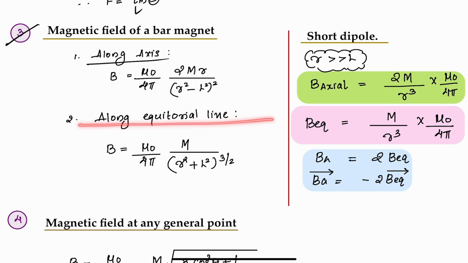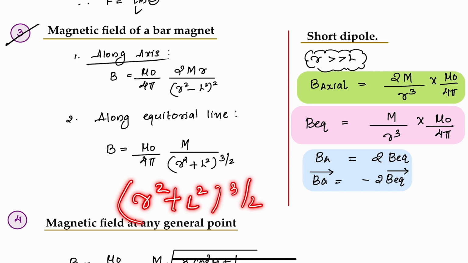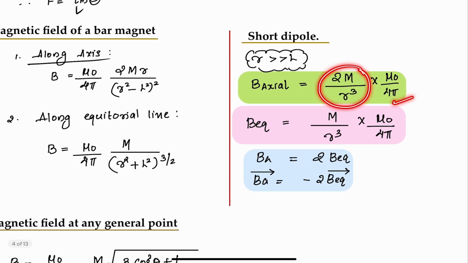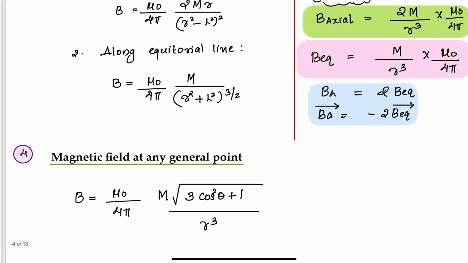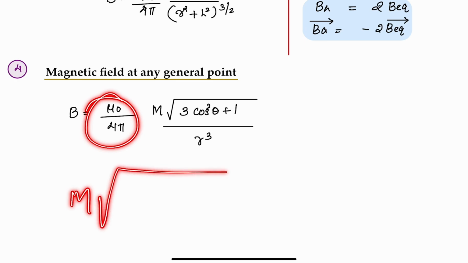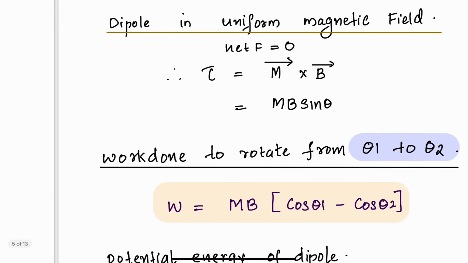Along the equatorial line, it is mu 0 by 4 pi m divided by r square plus L square the whole to the power 3 by 2. For a short dipole, axial is 2m by r cube into mu 0 by 4 pi, and equatorial is m by r cube into mu 0 by 4 pi. B axial is 2 times B equatorial. At any general point, it is mu 0 by 4 pi into m into root of 3 cos square theta plus 1 by r cube.